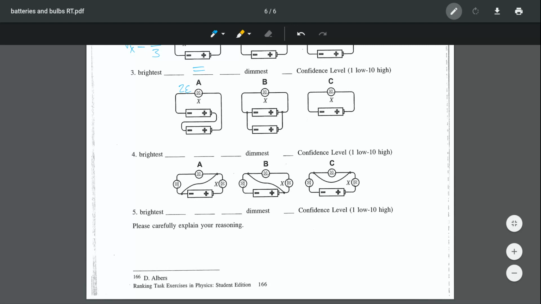So you have 2E. In case B, you have two batteries and they are in parallel. So here you only have potential difference E over your bulb. Case C, you also have potential difference E there. So your brightest would be A, and then B and C would both be about half as bright as A and equal to one another.